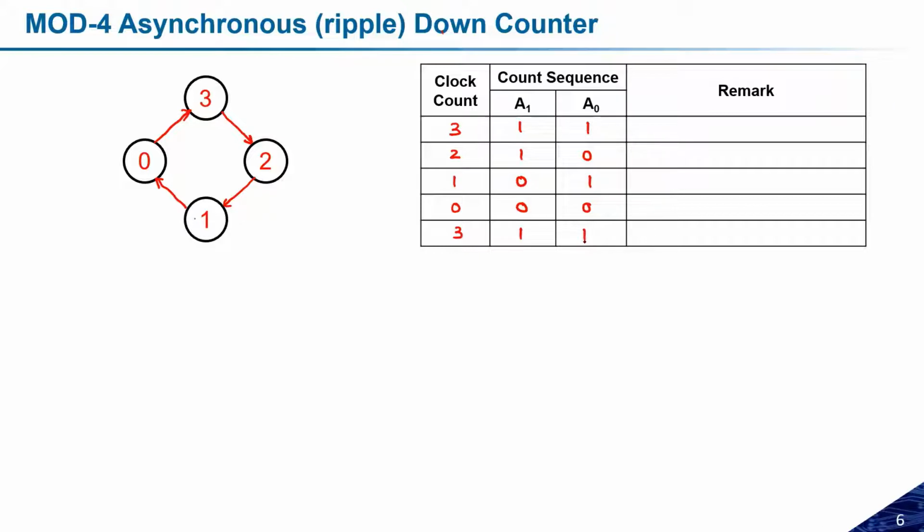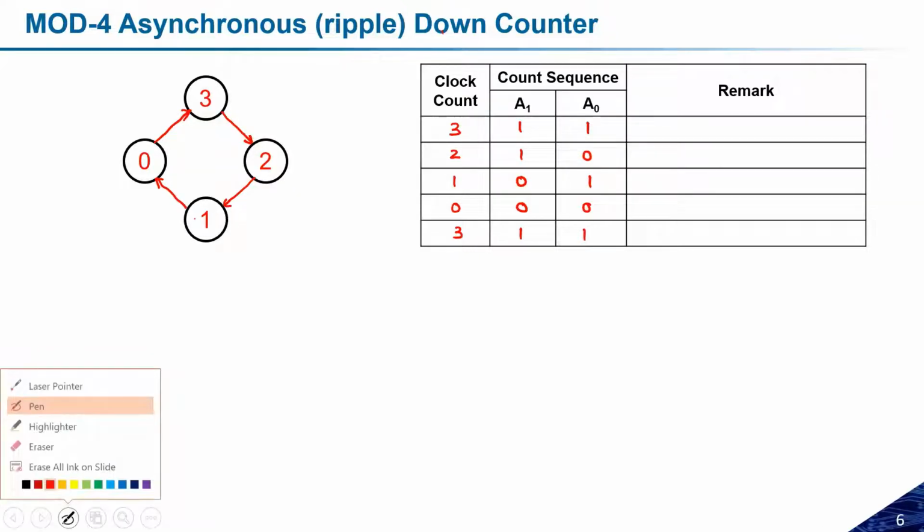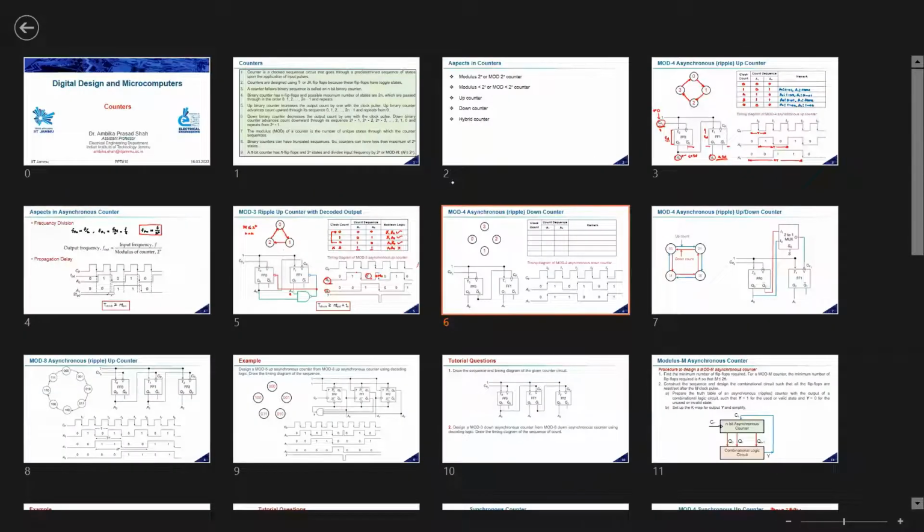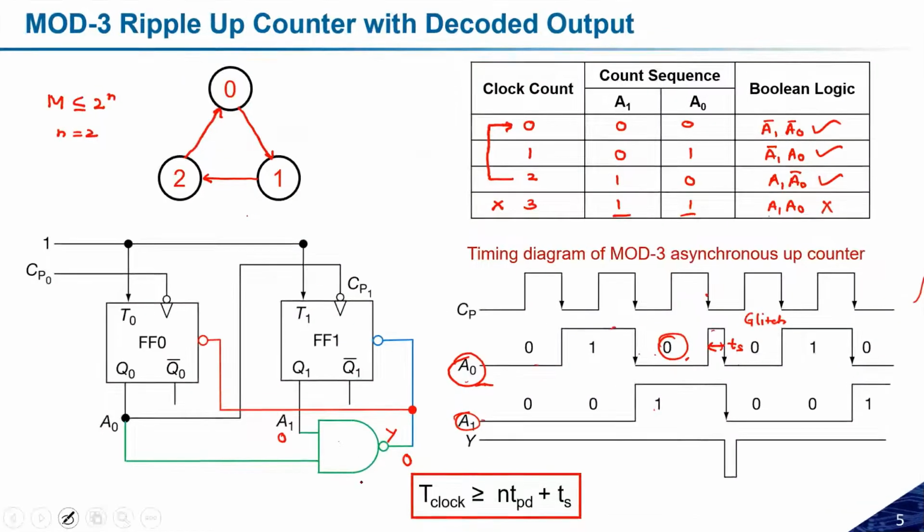Okay, so let me go back to the previous slide, because there is something important here. This NAND gate, what was it doing? This gate was a secondary circuit that changes the original sequence. If there is no NAND gate, what does it mean? It means that it will complete all the sequences.